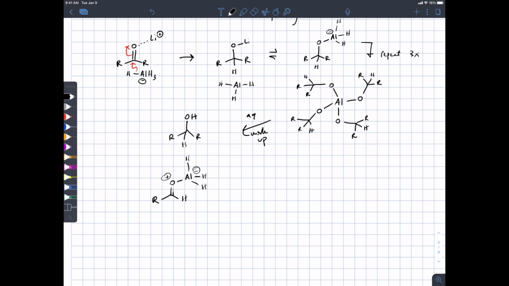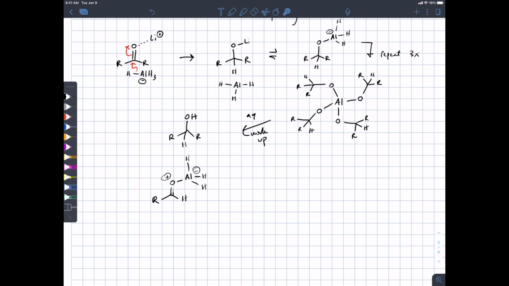Look at what we've got now. We've got right close to the aldehyde a hydride that can be delivered from that aluminum right back into that carbon, and that carbon's electrophilic because it's bonded to an oxygen that has a positive formal charge on it. So it's presumably why you can't stop at the aldehyde for the lithium aluminum hydride.